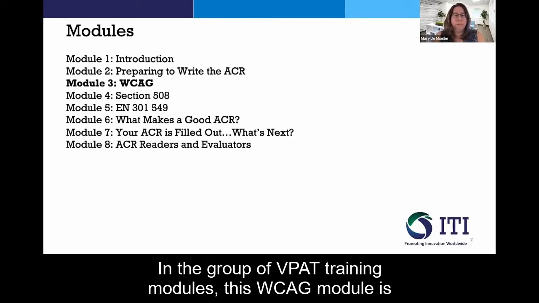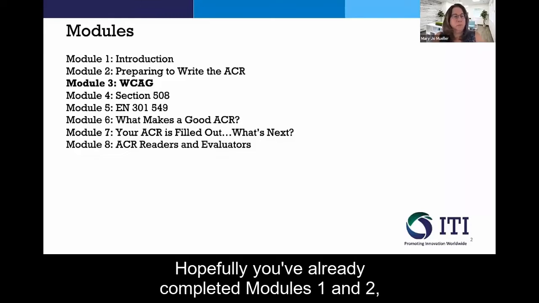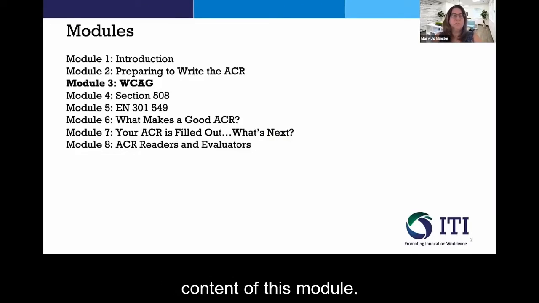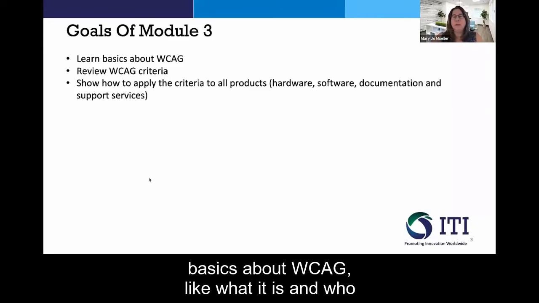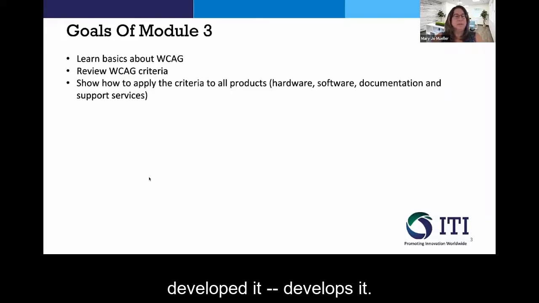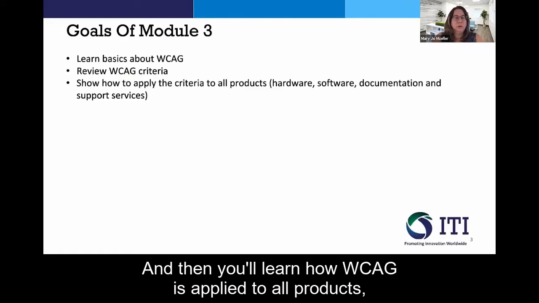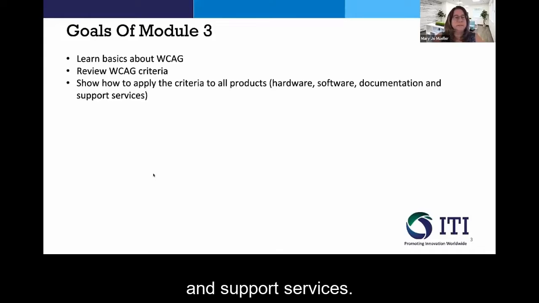In the group of VPAT training modules, this WCAG module is number 3 of 8. Hopefully you've already completed modules 1 and 2, which give background helpful in understanding the content of this module. So the goals of this module: you'll first learn some of the basics about WCAG, like what it is and who develops it. Then I'll give a brief overview of the WCAG criteria and how they're organized. And then you'll learn how WCAG is applied to all products, including hardware, software, documentation, and support services.